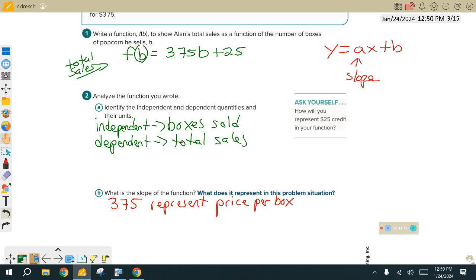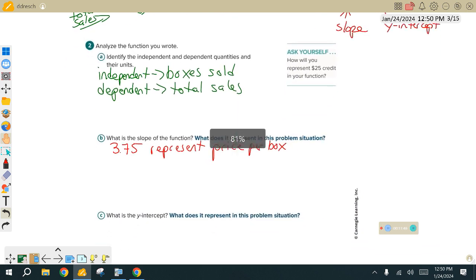25. That ax plus b, that plus at the end there, or minus if it is, that is representing our y-intercept that we've been pounding on you since November, December, 6th grade, 7th grade, 8th grade. So our y-intercept in this case is 25. Now, in the context of this problem, what is the 25 representing?